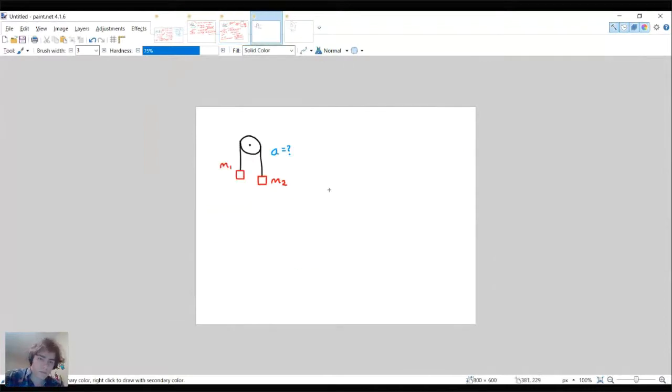So the next one we're going to be deriving is we have two blocks, one of mass 1, one of mass 2, on a pulley. The pulley is massless. There's no friction in the pulley, which means the tension of the two strings are equal, which is very important. And we're going to be solving for the acceleration of the system.